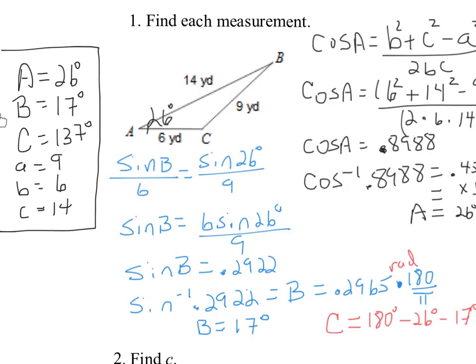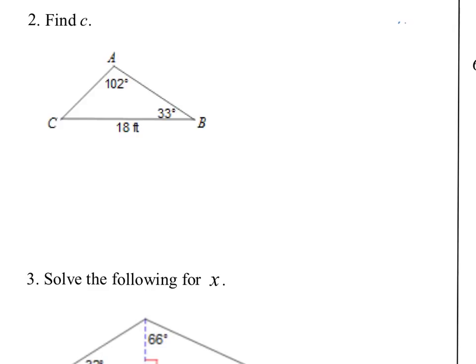So this is the way you'll list your answers. All right, in problem 2, we're trying to find side C. So the first thing I'm going to do is label my triangle so I know where all my sides are. Side C is on this side of the triangle, across from angle C. Side A is 18, and side B, we don't know what side B is. So we don't need to know what side B is.